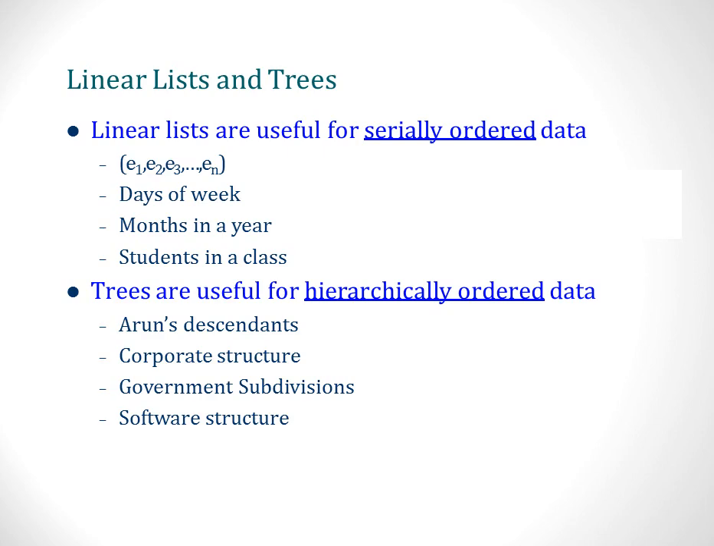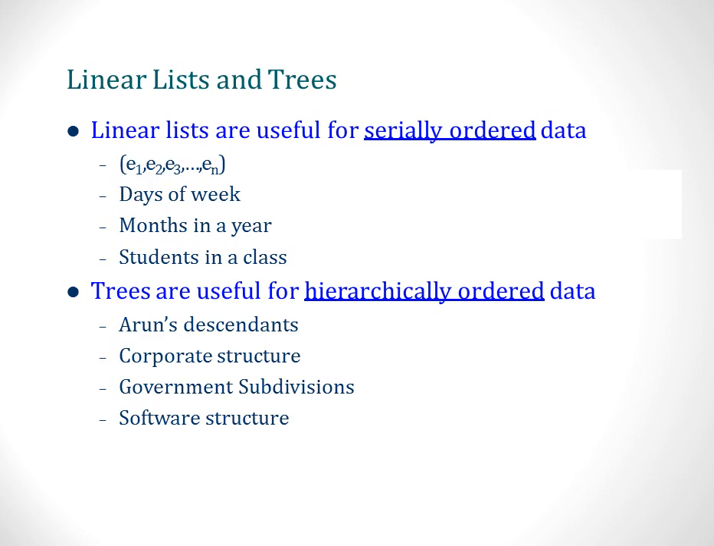Linear lists are useful when we have serially ordered data, whereas trees are useful for storing hierarchically ordered data. For example, a sequence of data like days of a week, students in a class, institutions under a particular university can be represented as a linear list. We can use either of the linear lists like arrays, list, stack, queue, etc. for storing these sequences of data.